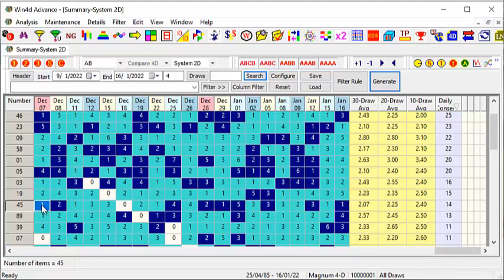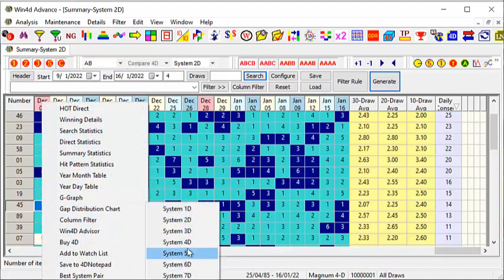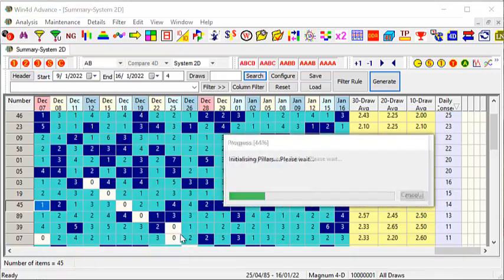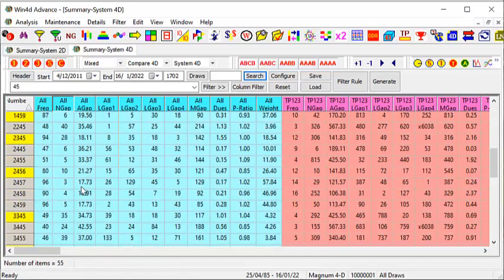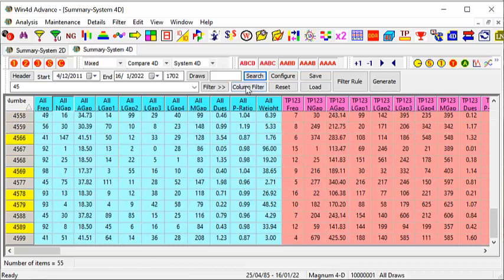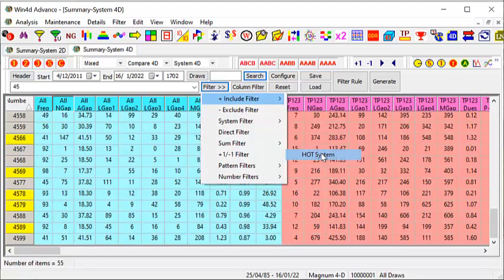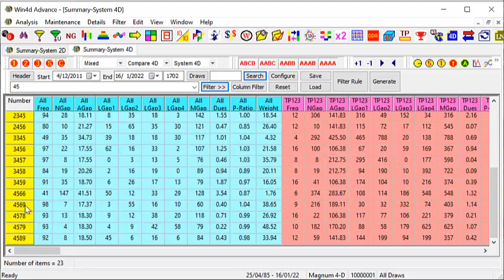So once we got 4-5, right click, go to the system filter, system 4D, you'll see there are a total of 55 sets of them. Right, starting from 0045 all the way to the very last set 4599. Filter, include filter. Let's go to the hot system. Right, we are left with only 23 sets, starting from 0145 all the way to 4589.